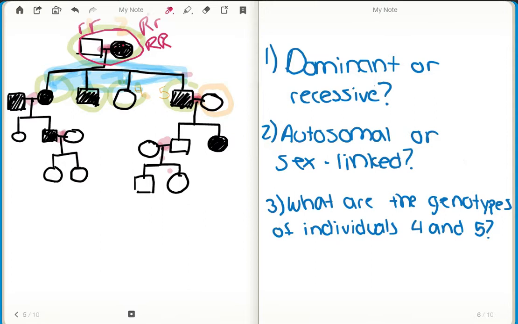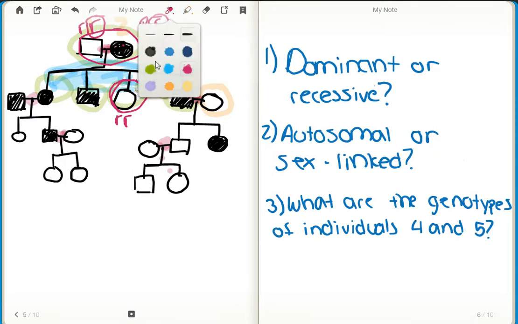Telling that they have a child who does not have the trait, this daughter here, the only way for her not to have the trait would be to get one recessive allele from dad and one recessive allele from mom. So we know that they have to be homozygous recessive. So then this would be the genotype of the mom. So the mom is heterozygous.